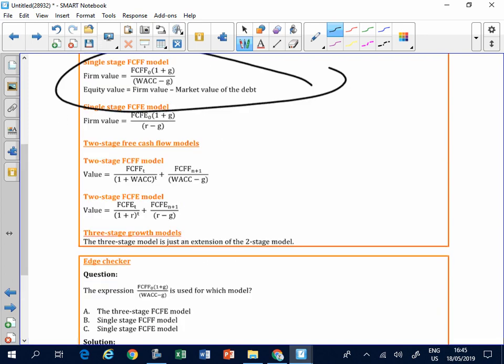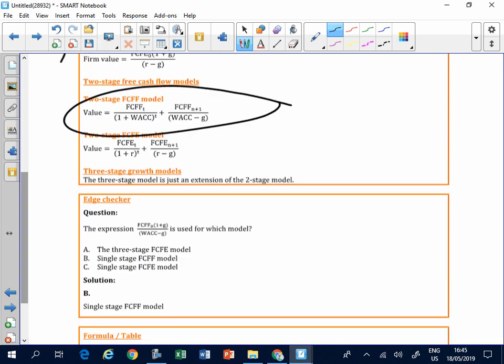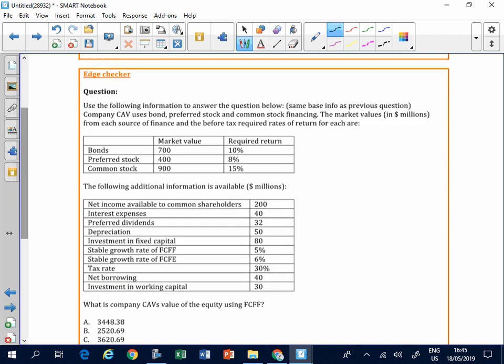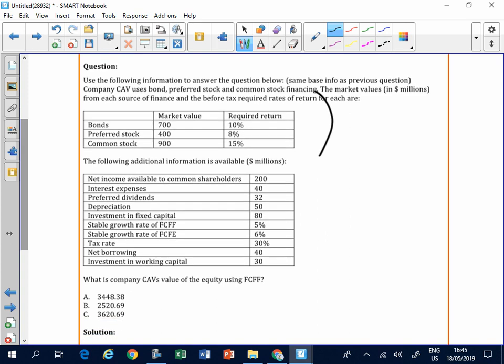Okay, and this is, once again, exactly the same formulas that we used before. Okay, guys, I don't know. Do you want me to go through this? Got that. Okay.